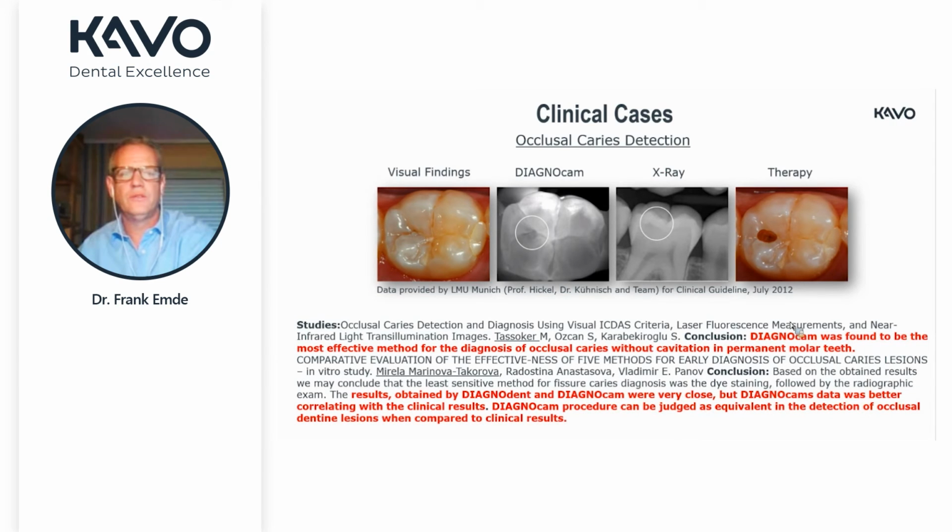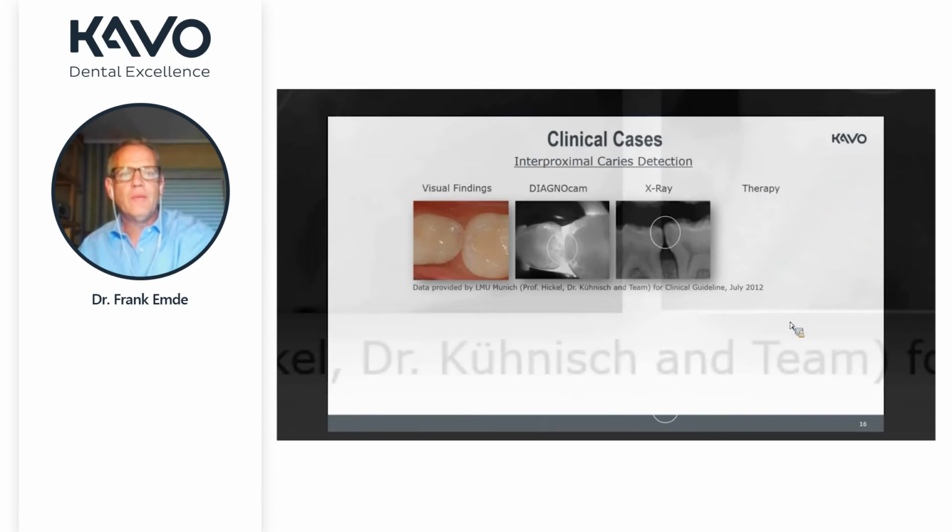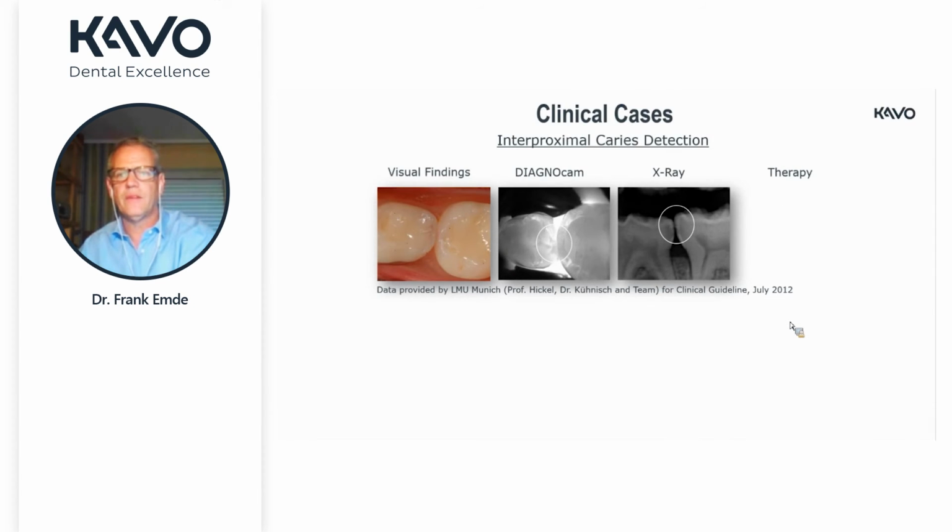I would like to point out two studies from Tasovka. The Diagnocam was found to be the most effective method for diagnosis of occlusal caries without cavitation in permanent molar teeth. So that is confirmed by the images above. Also a study from Marinova Takorova. The results obtained by the Diagnocam came very close, but the Diagnocam data was better correlating with the clinical results. The Diagnocam procedure can be judged as equivalent in detecting occlusal dentin lesions when compared to clinical results. Also in primary teeth, we see it is useful.